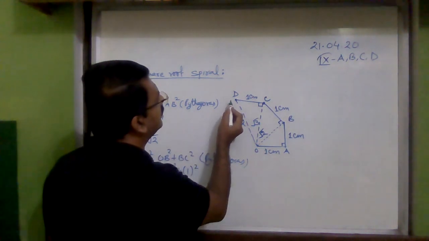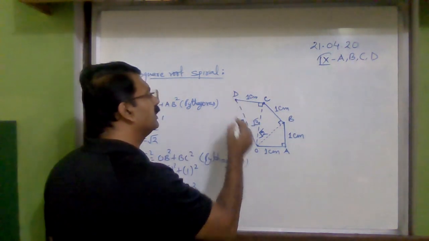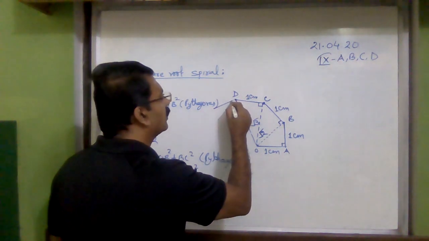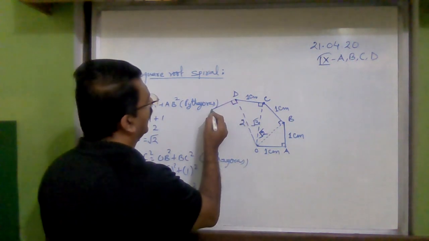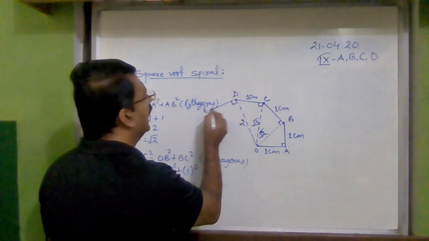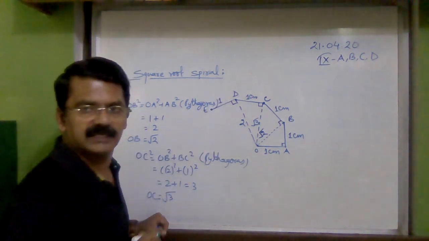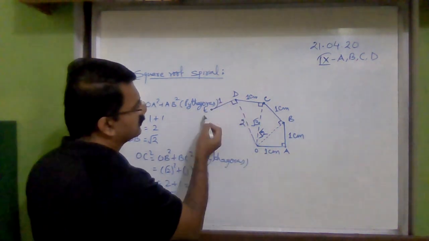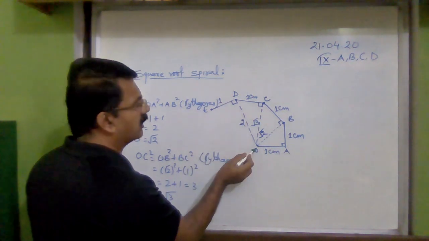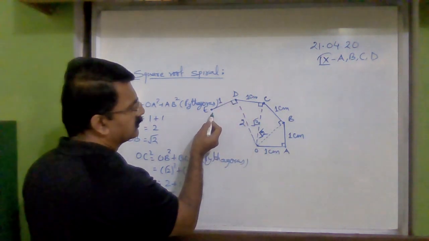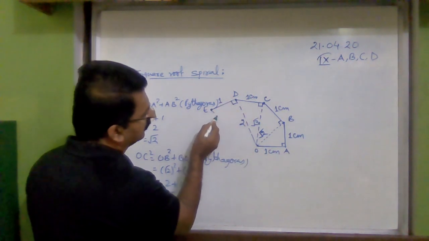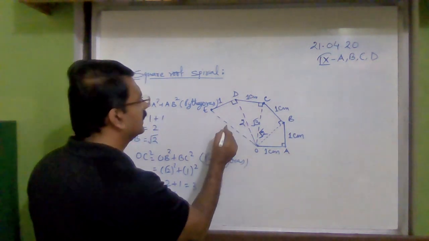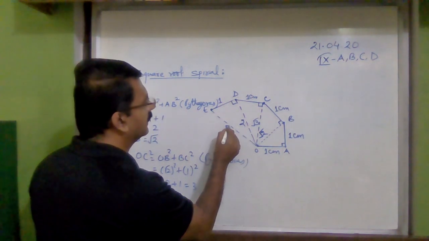Now at point D, again you draw a perpendicular to OD. Suppose this point is E and DE is again 1 centimeter. Then this side is 2, this side is 1. Again using Pythagoras, 2 square will be 4 plus 1 square is 1. 4 plus 1, 5. So using Pythagoras, you can say the length of OE will be root 5.